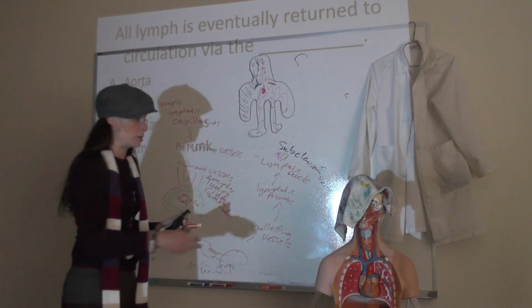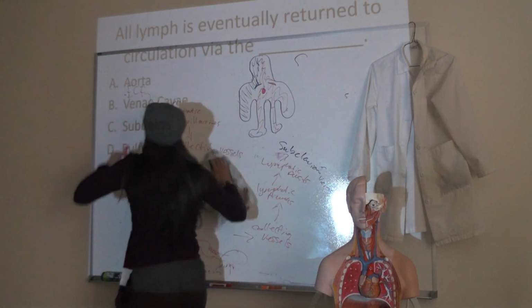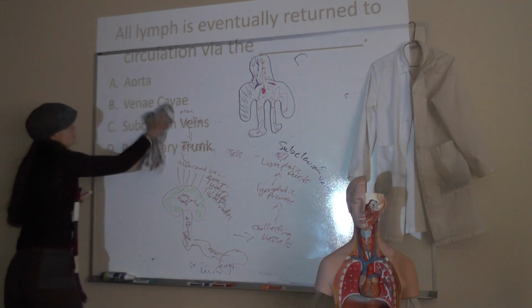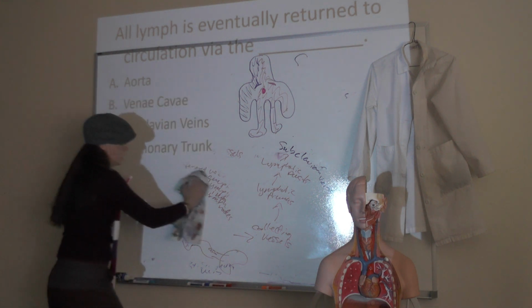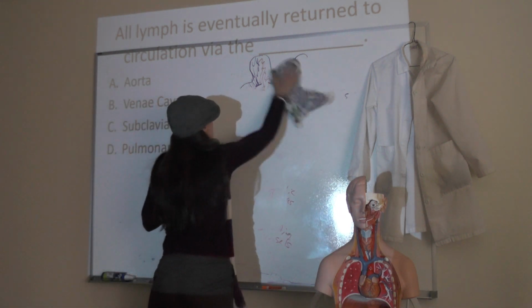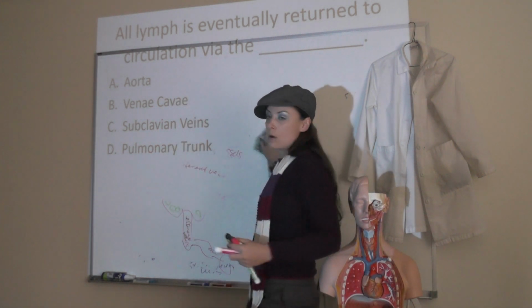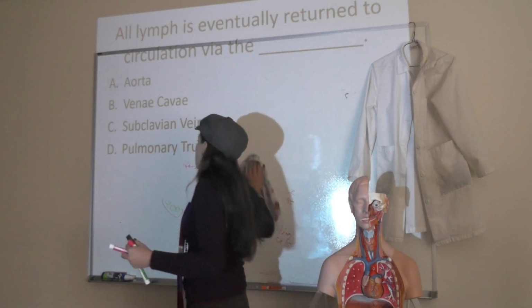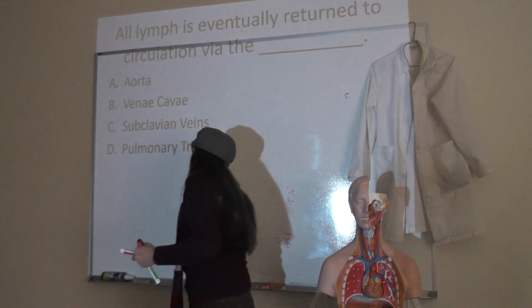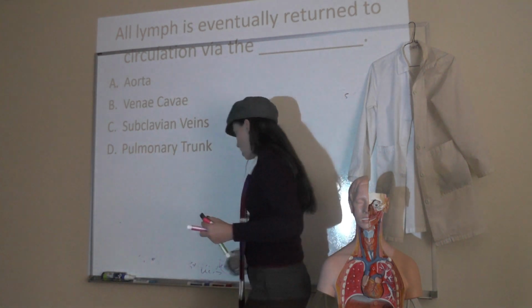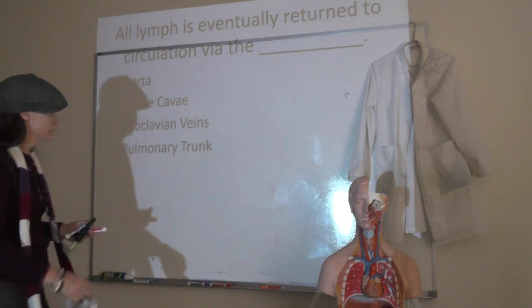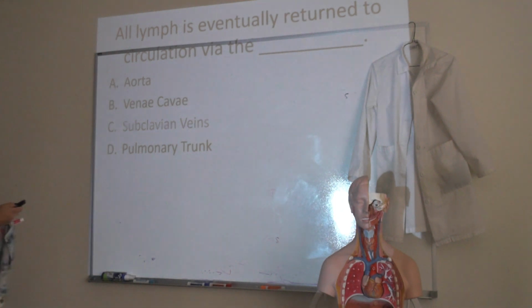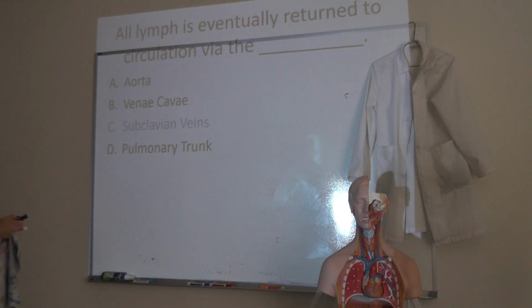Here's another question. All lymph is eventually returned to the circulation via what? A, the aorta, B, the vena cava, C, the subclavian veins, D, the pulmonary trunk. The answer is the subclavian veins.